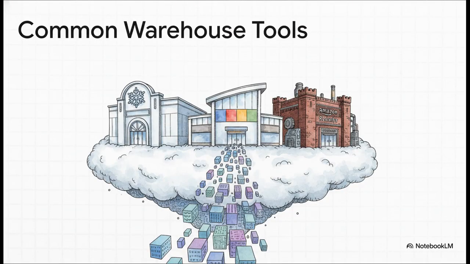And what about the warehouses themselves? Well, there are some major tech platforms that provide these as a service. You've probably even heard of some of the big names in the cloud space like Snowflake, Google BigQuery, and Amazon Redshift. These are basically the companies building those massive digital supermarkets we were just talking about.